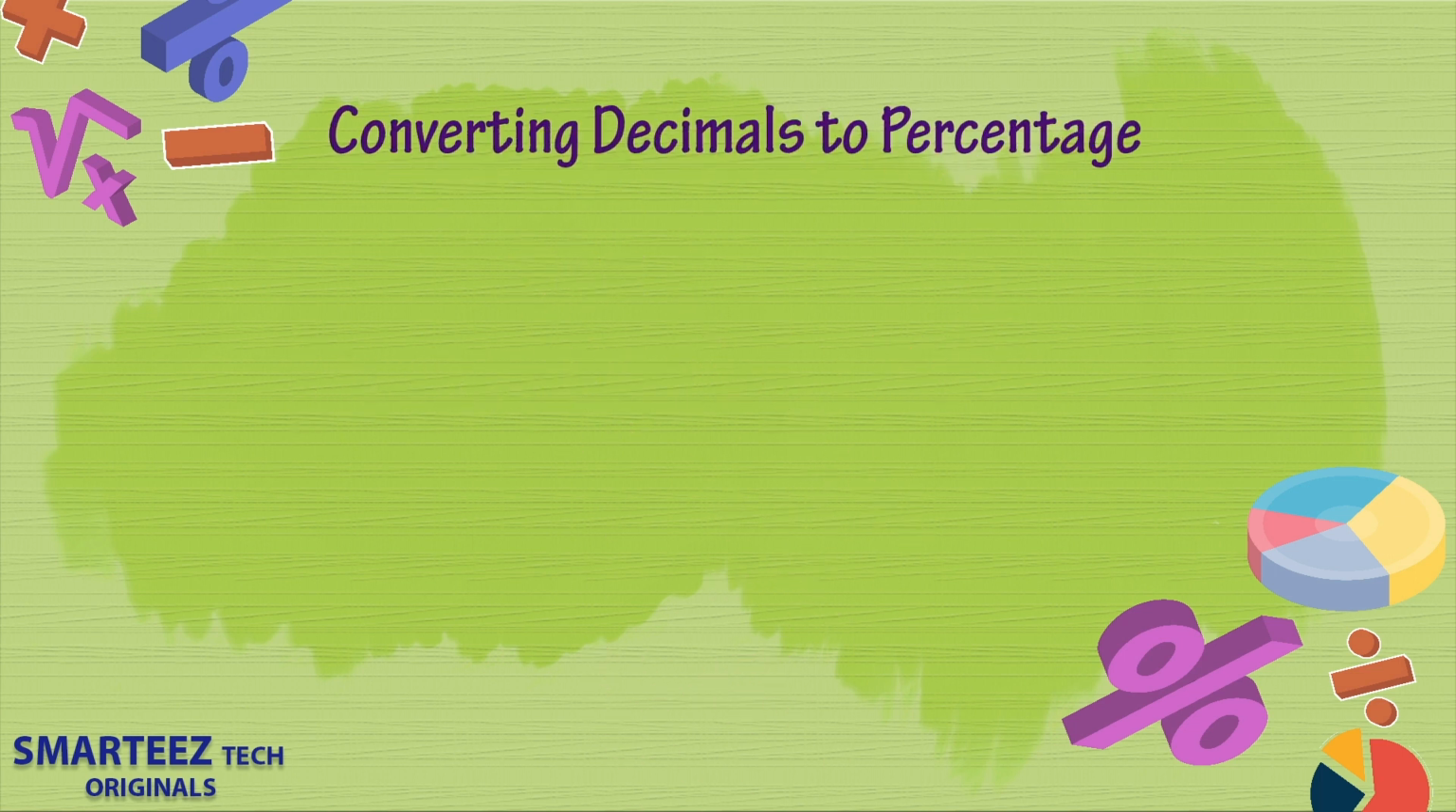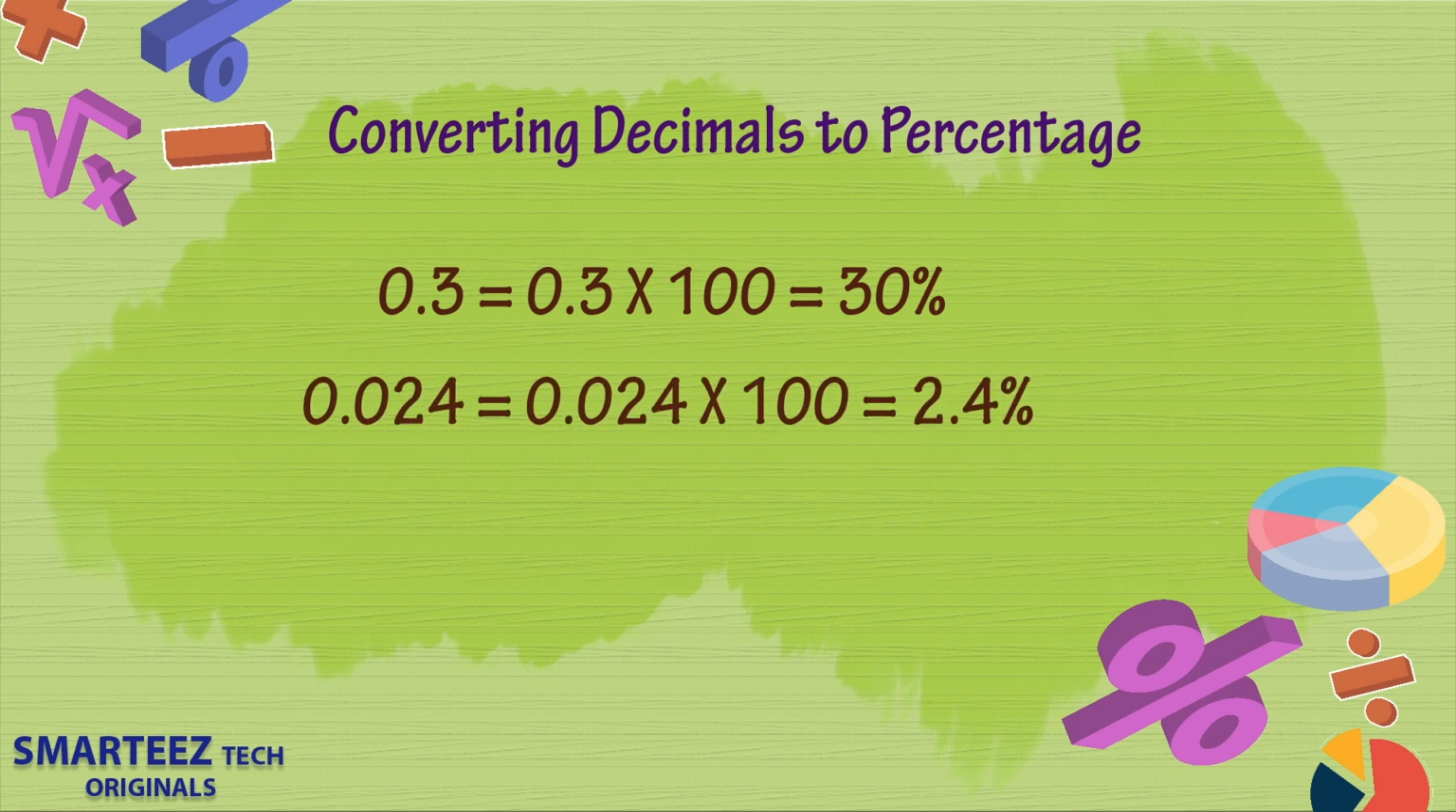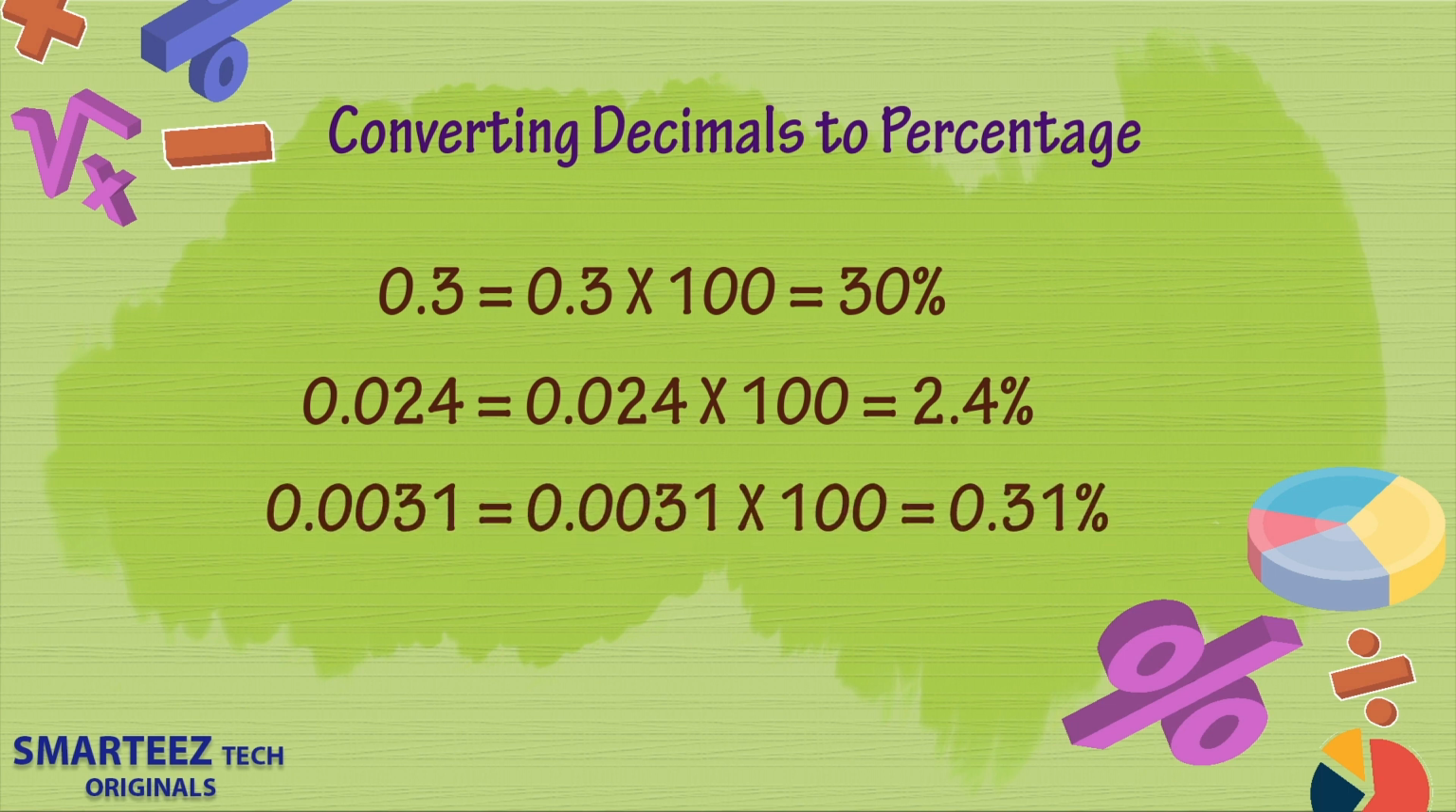Converting decimals to percentage. We can express a decimal as a percent when we multiply the decimal by 100, and reverse it by division of 100. Let's convert some decimals to percentages here. 0.3 equals 0.3 times 100, which equals 30%. 0.024 equals 0.024 times 100, which equals 2.4%. 0.0031 equals 0.0031 times 100, which equals 0.31%.